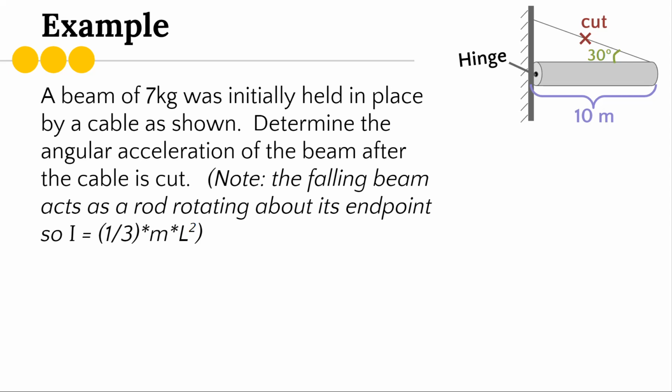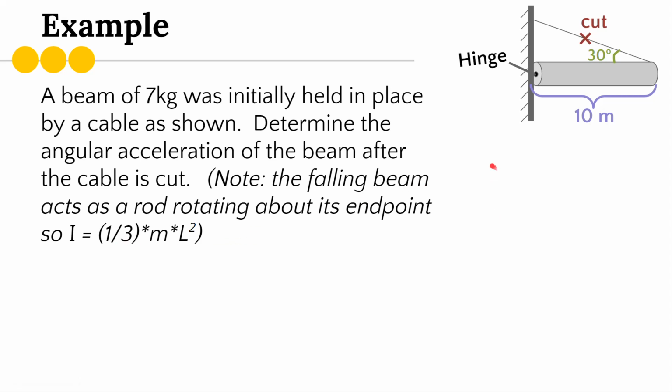This question says a beam of 7 kilograms was initially held in place by a cable as shown. Determine the angular acceleration of the beam after the cable is cut. Note the falling beam acts as a rod rotating about its end point, so its moment of inertia, I, equals 1/3 ml squared. Remember, I told you that you don't have to memorize those moment of inertia equations for those shapes because they'll be given to you in a question. So here is the equation for the moment of inertia for a rod rotating about its end point. Okay, so we have 1/3 ml squared.